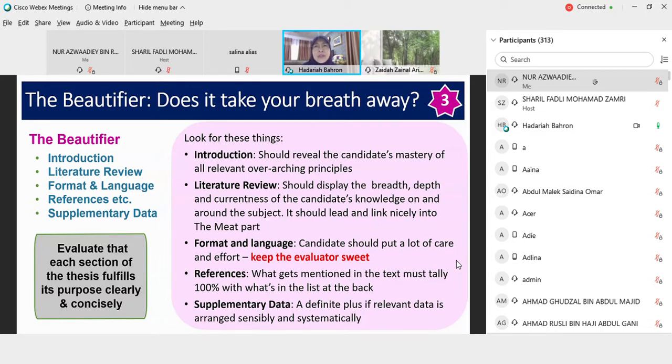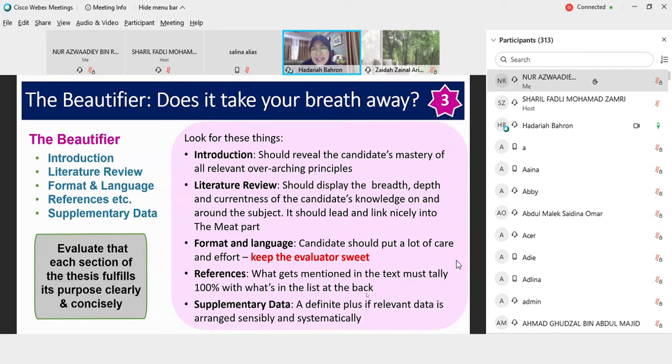I have gone through some theses that are quite strong. The meat is good, but the language is, my goodness, the English. I end up giving a lot of my time in correcting the English of that thesis. So that makes me mad. It doesn't make me sweet on the candidate. So that is dangerous.